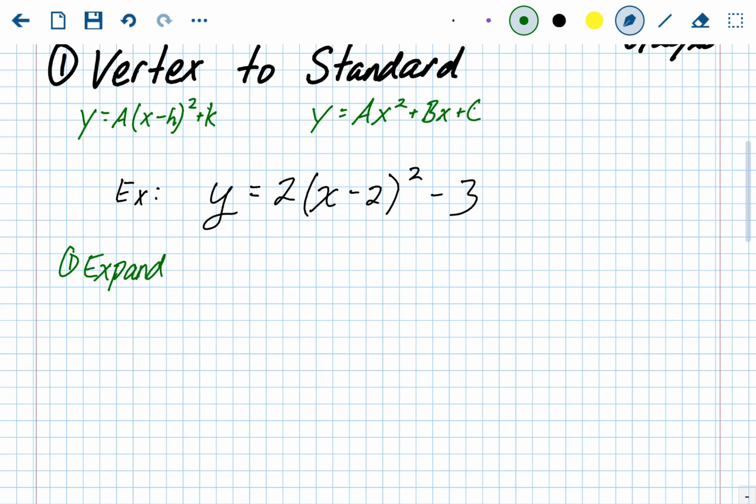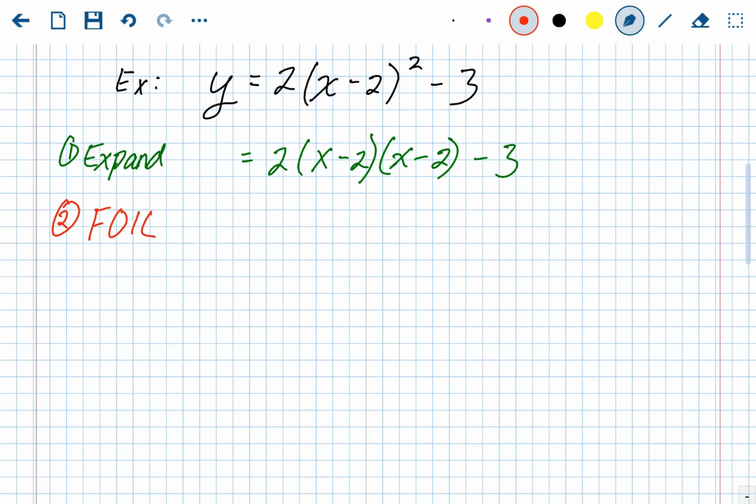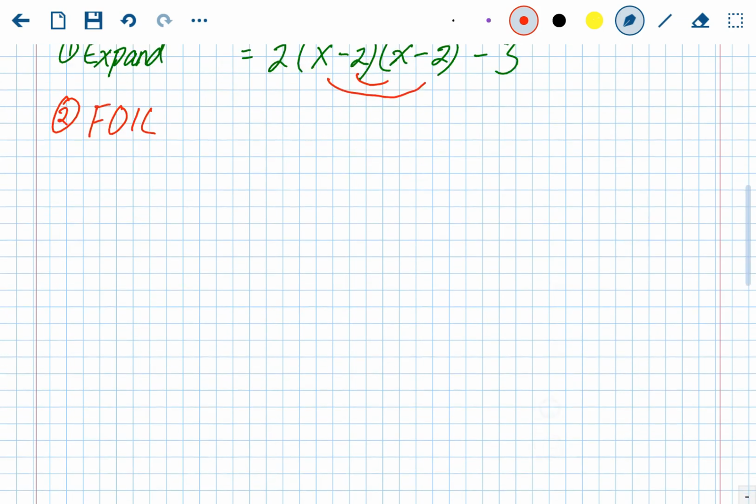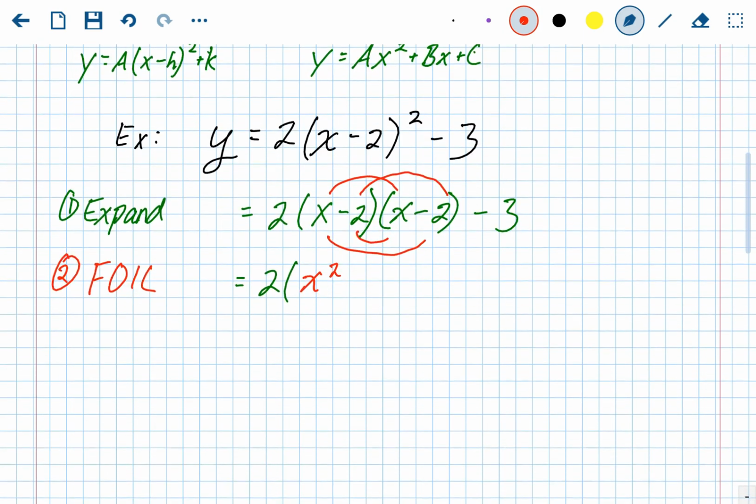What that means is instead of having x minus 2 squared, we're going to write it as x minus 2 times x minus 2. And don't forget the minus 3 at the end. The second thing you're going to want to do is FOIL: first, outside, inside, last on the binomial times the binomial. The 2 stays the same. First is x times x, x squared. Outside, x times negative 2, negative 2x. Inside, negative 2 times x, negative 2x. And last, negative 2 times negative 2 is positive 4. Don't forget the minus 3 at the end.